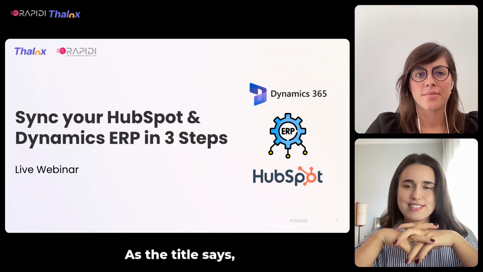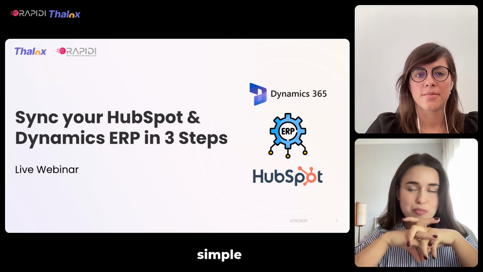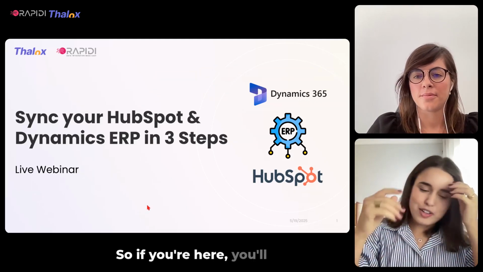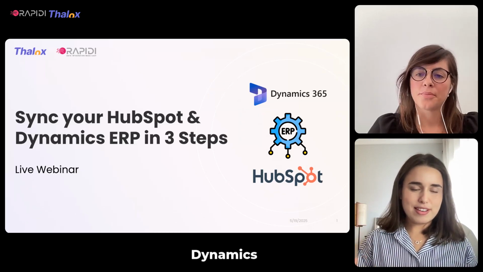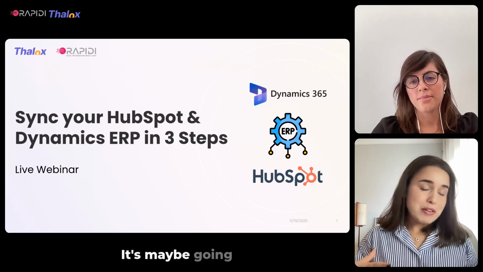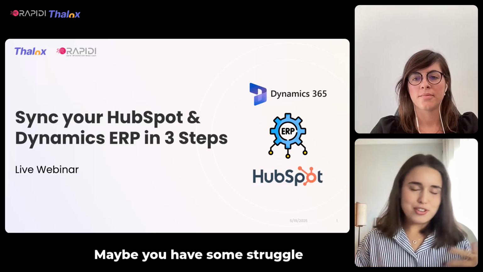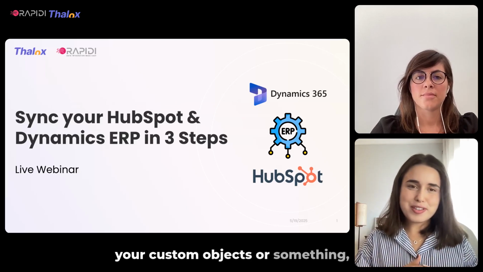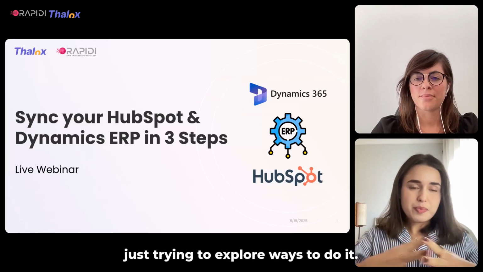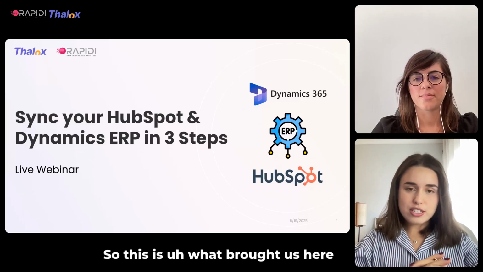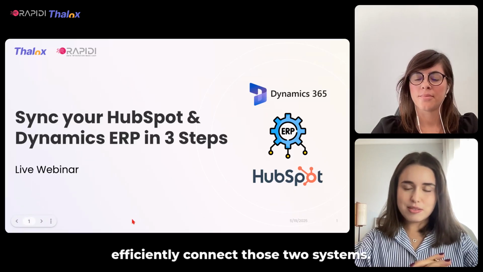As the title says, this is about syncing your HubSpot and Dynamics ERP in 3 simple steps. If you're here, you probably either currently have a connection with Dynamics ERP. It's maybe going well, or maybe not. Maybe you need some improvements. Maybe you struggle mapping your custom objects, or maybe you don't have anything and you're just trying to explore ways to do it. So this is what brought us here today. We will show you how you can optimize and efficiently connect those 2 systems.